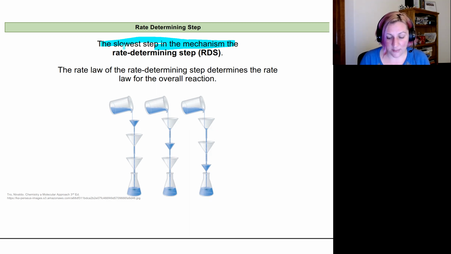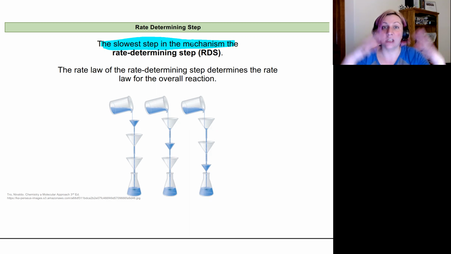And so, what this rate determining step is, is basically the slowest step. So, the slowest step in any mechanism is our rate determining step. And the rate law of the rate determining step is going to determine the rate law for the overall reaction. So, that overall reaction isn't a sum or product of these different rate laws. Instead, it really just depends on the rate law of whichever step is the slowest. That could be the first step, the second, the third, doesn't matter. It's going to determine what happens at the end of the day for the overall reaction.